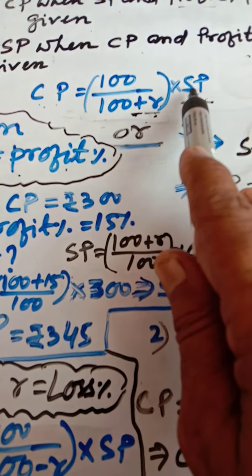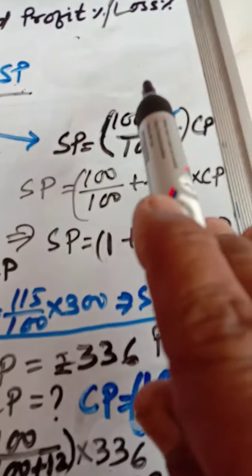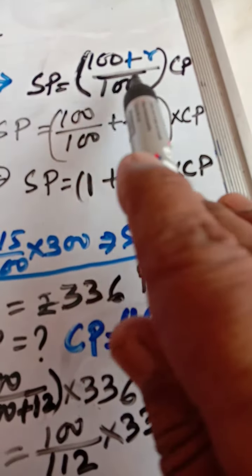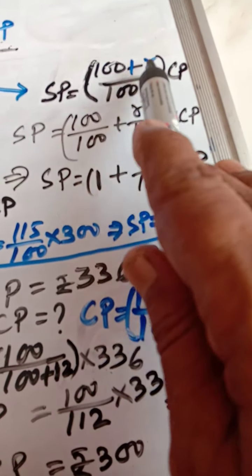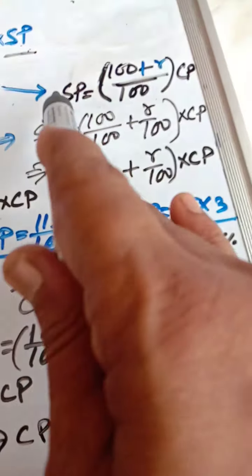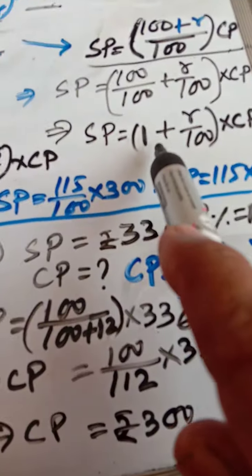Conversely, if you keep SP there and transfer this thing there, then it will form 100 plus R by 100 into CP. SP is equal to 100 plus R by 100 into CP. This is the formula given in your book. This formula is given in this way.